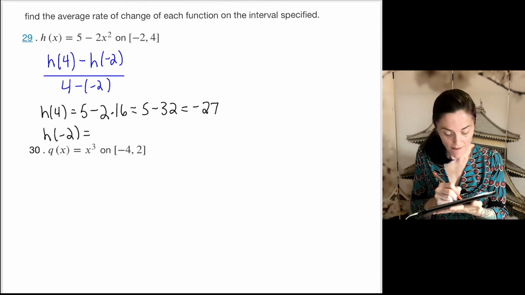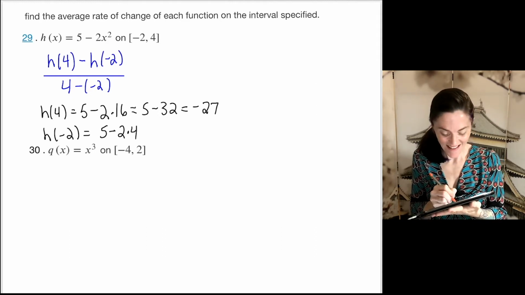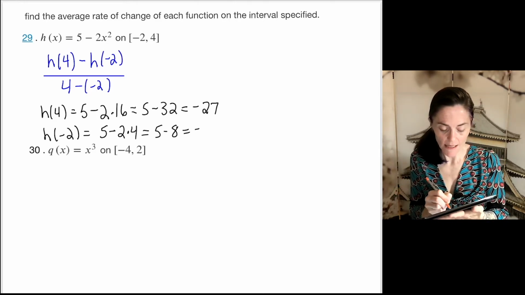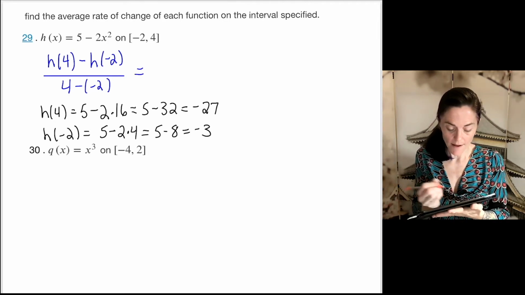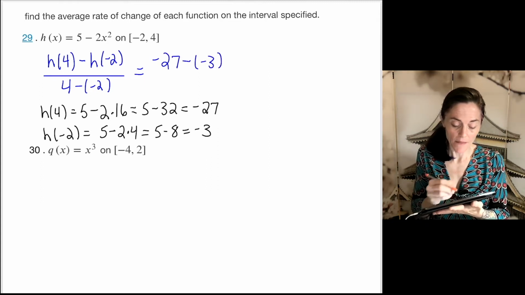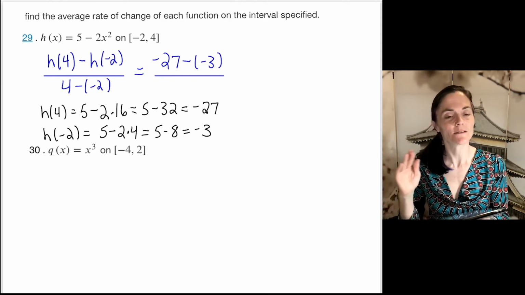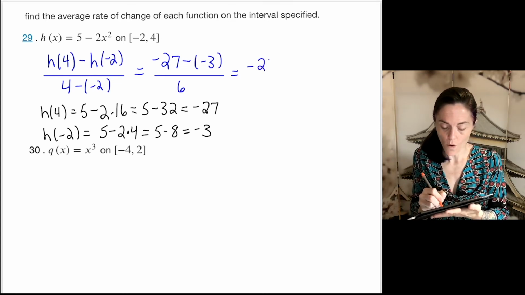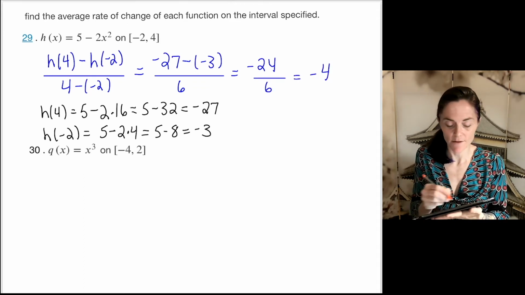And then h of negative 2. This is 5 minus 2 times minus 2 squared, which is 4. So we have 5 minus 8. This is negative 3. So now we can go back to our fraction. We have minus 27 minus 3, and then divided by, well, 4 minus 2 is 4 plus 2, or 6. So we get minus 24 divided by 6. This average rate of change is negative 4.